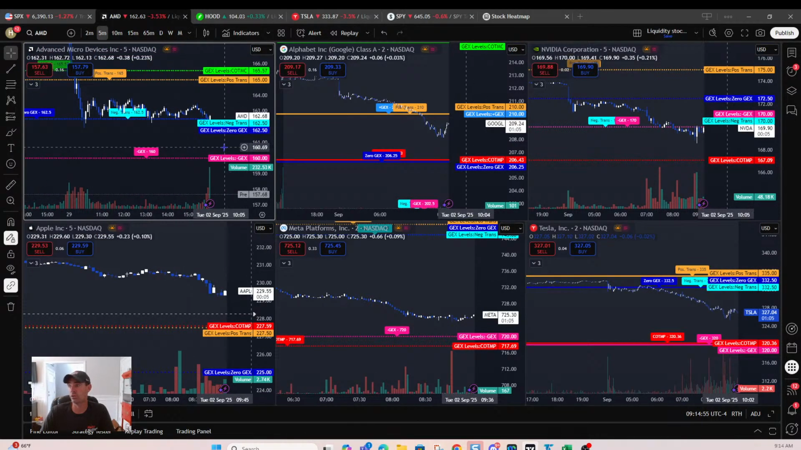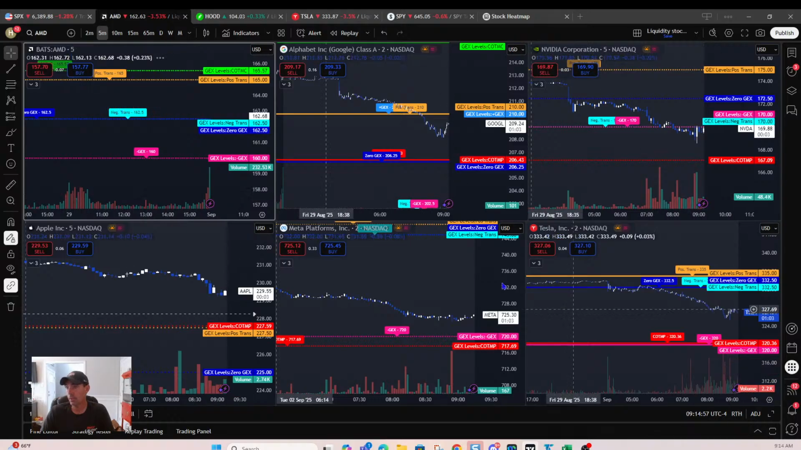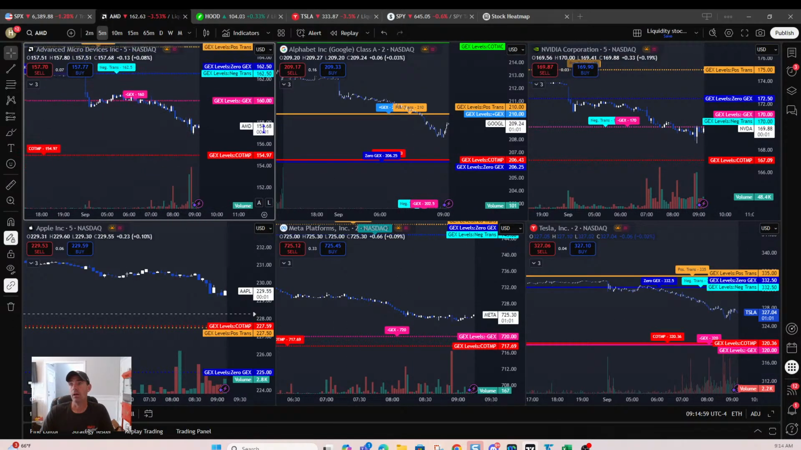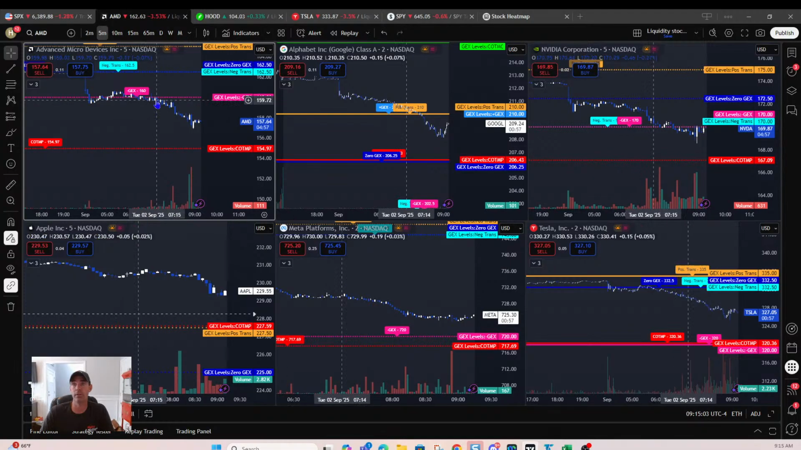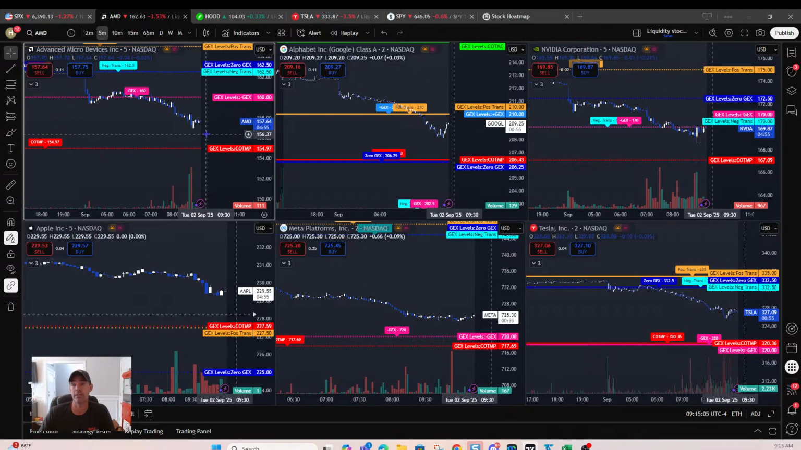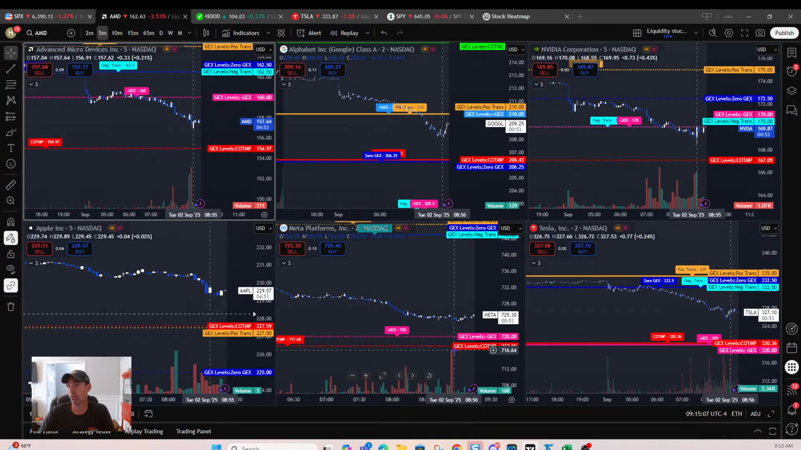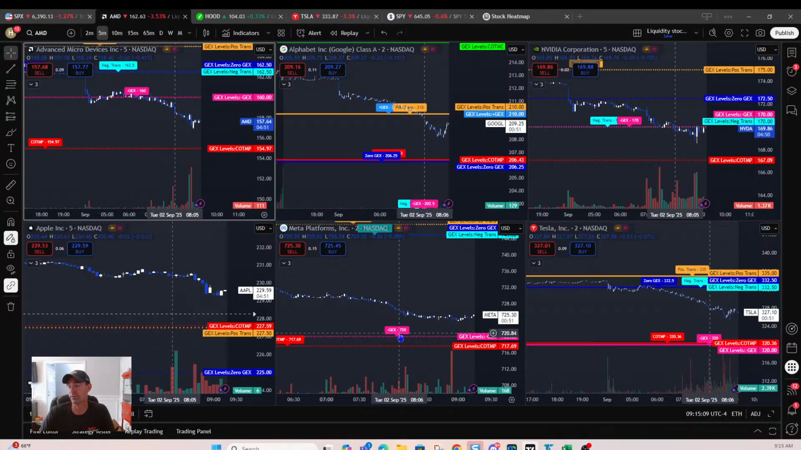Let's move on to some individual equities. Obviously, with the large gap down this morning. Now let me turn on extended here. Going through this overall list, I'm seeing a lot of these stocks below the negative GEX level. So obviously that is bearish, but we're approaching some negative GEX levels on a lot of these stocks.